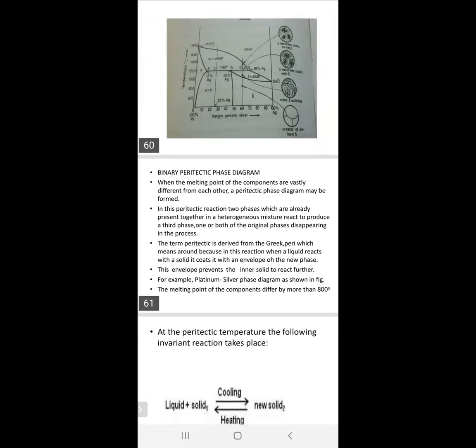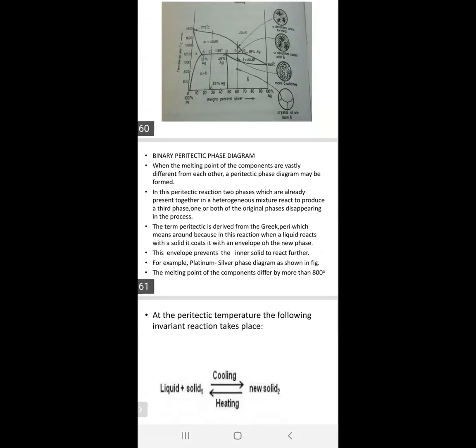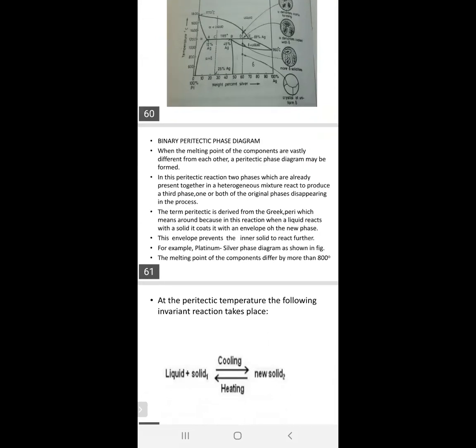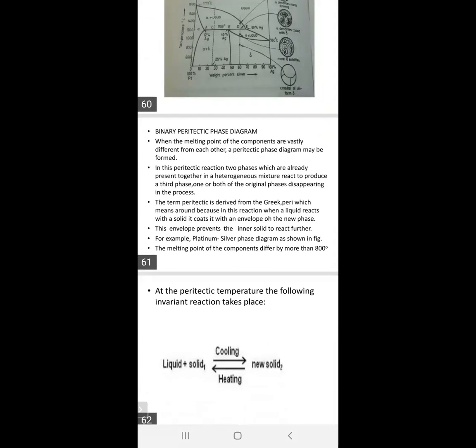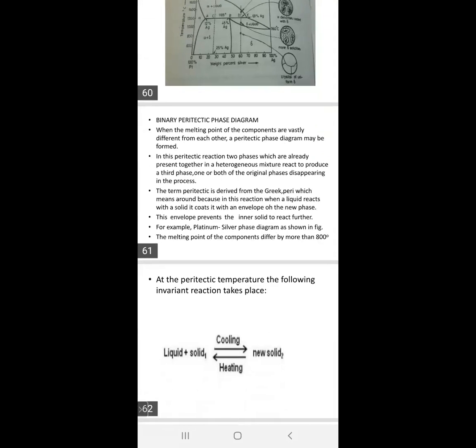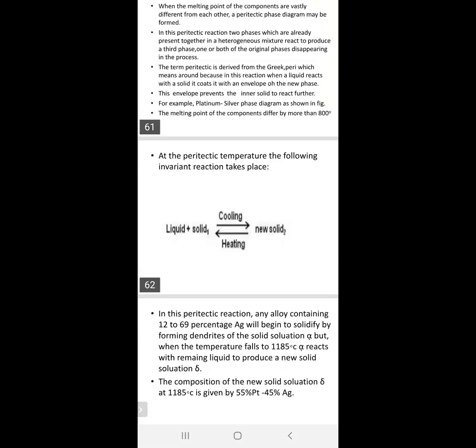For example, in the platinum silver phase diagram as shown in the figure, the melting points of the components differ by more than 800. See, the difference between the two melting points is more than 800. The peritectic temperature is for the following invariant reaction: liquid plus solid 1 gives the new solid 2.